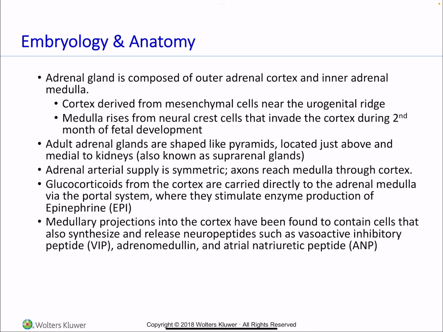The adrenal arterial supply is symmetric. There are axons that reach the medulla through the cortex. Glucocorticosteroids from the cortex are carried directly to the adrenal medulla via the portal system, where they stimulate enzyme production of epinephrine. And medulla projections into the cortex have been found to contain cells that also synthesize and release neuropeptides, such as vasoactive inhibitory peptide, VIP, adrenomedullin, and atrial natriuretic peptide.